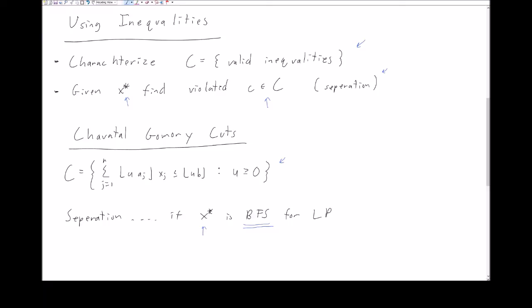Throughout these lectures, what we're going to do is continuously introduce new sets of valid inequalities and then identify the separation problem and solve it.